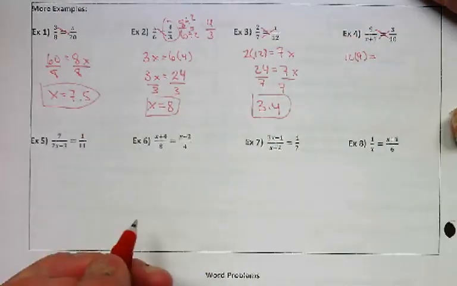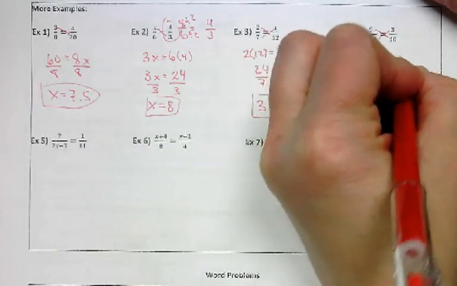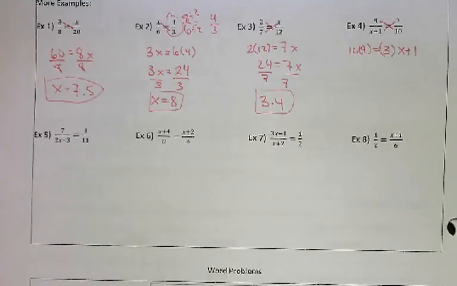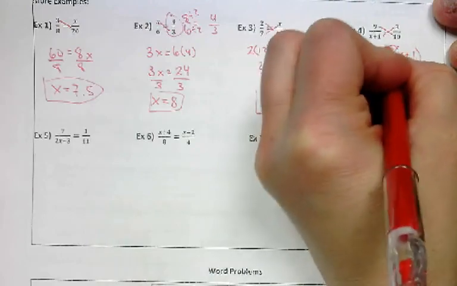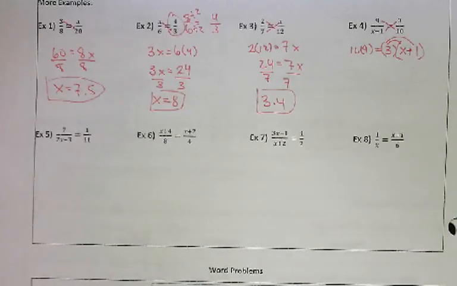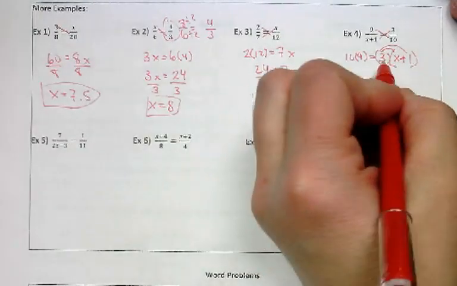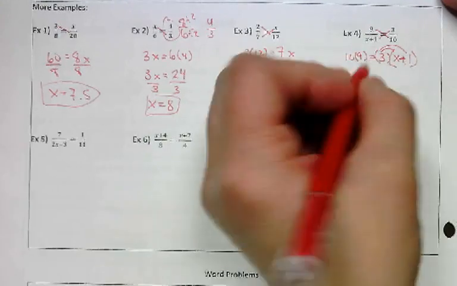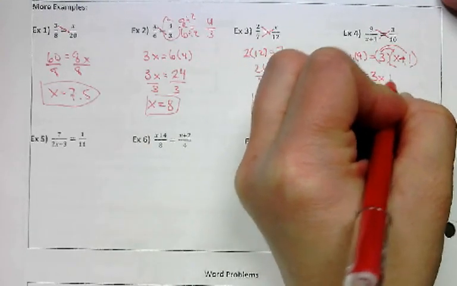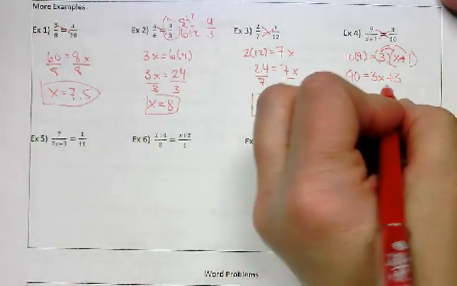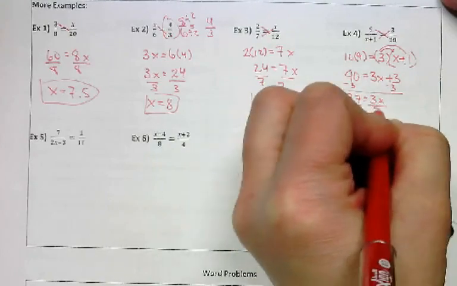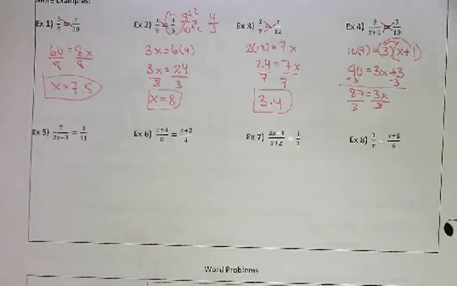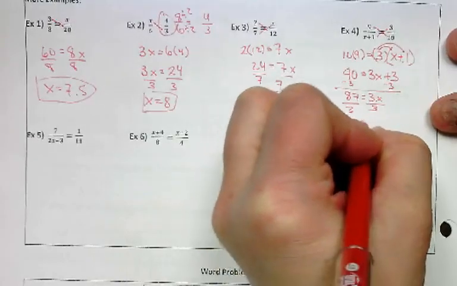3 times x plus 1. I often see this done, okay? You guys are doing it super fast, and so you're saying, oh, that's 3x plus 1. But remember that that 3 has to be distributed to both terms. Like I said, this is the biggest mistake I see on these, forgetting to distribute those values to both terms. So this would be 90 equals 3x plus 3. Now we're going to subtract 3 from both sides. We get 87 equals 3x, and divide by 3, and we get x equals 29.